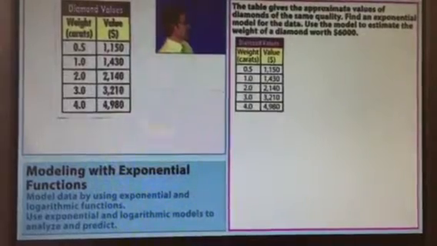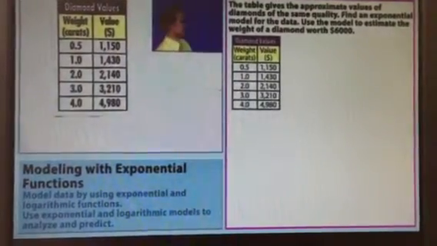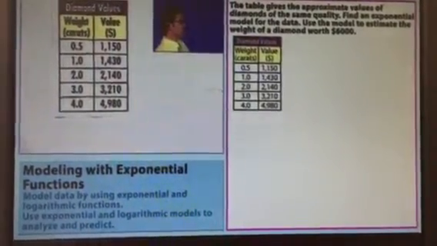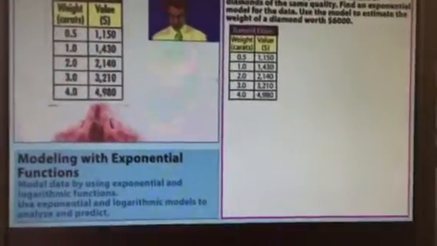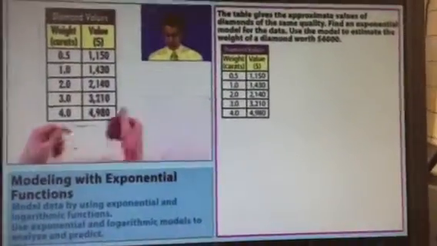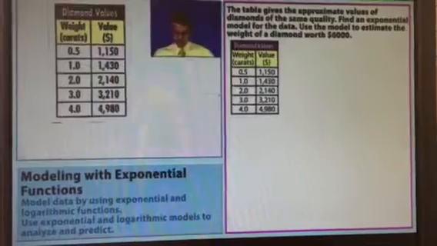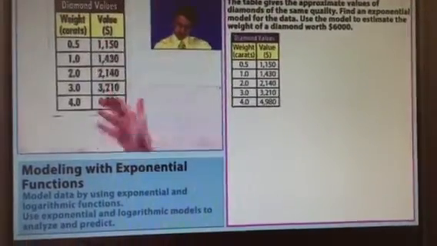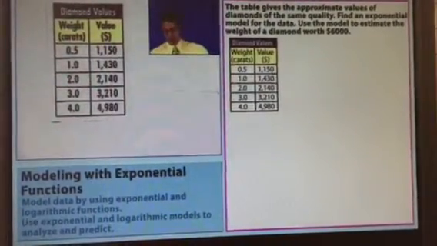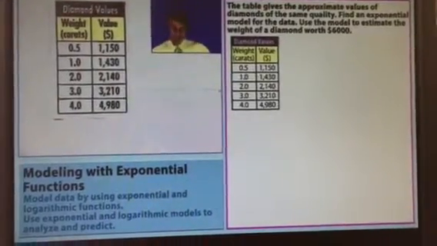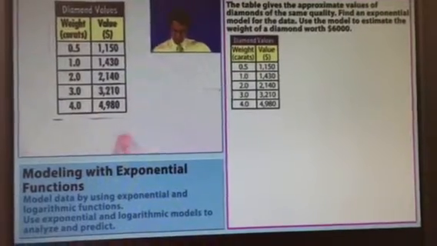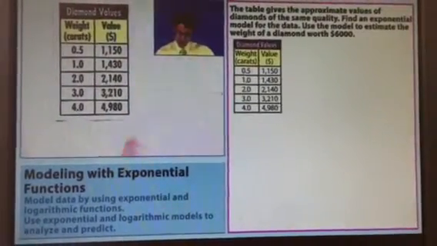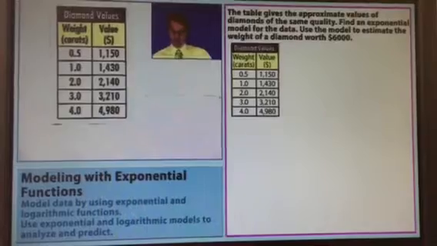We want to find an exponential model for this data, and then use the model to estimate the weight of a diamond that's worth about $6,000. So you can see the table ends right before 5,000. But assuming that this data can be modeled with an exponential function, can we find that function, and then use it to extrapolate and say what the corresponding weight would be for a $6,000 diamond?